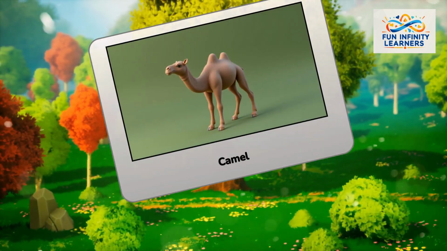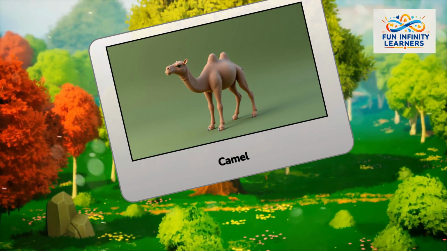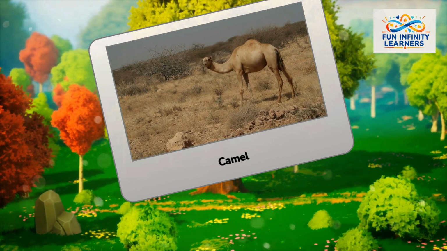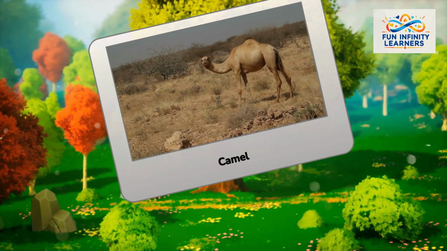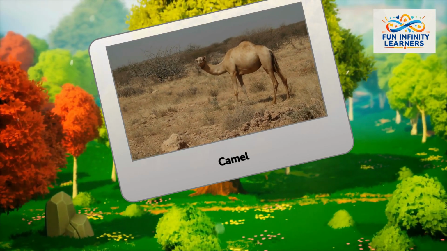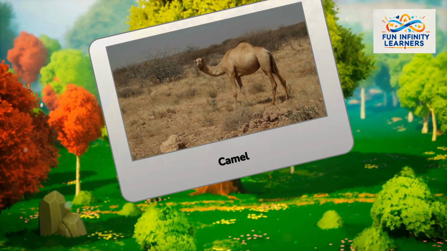This is a camel. C-A-M-E-L. Camel. This is a camel.